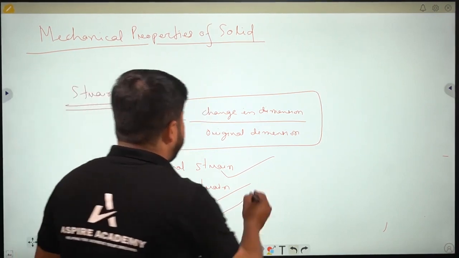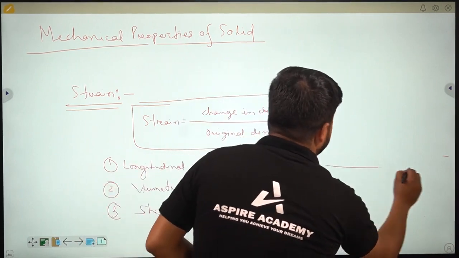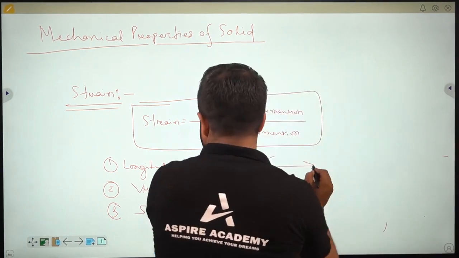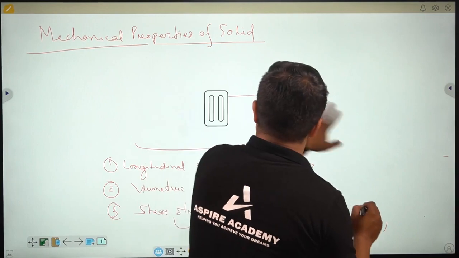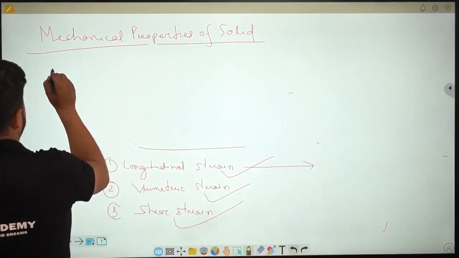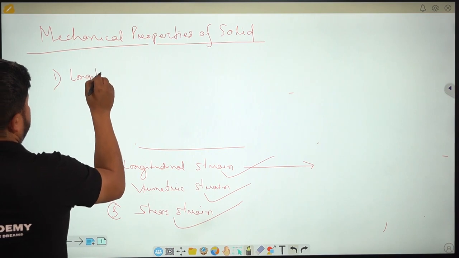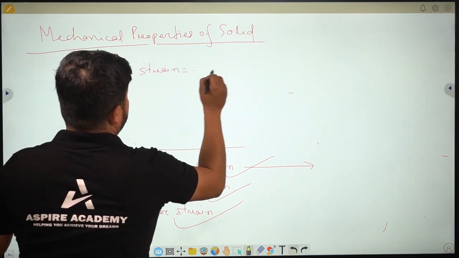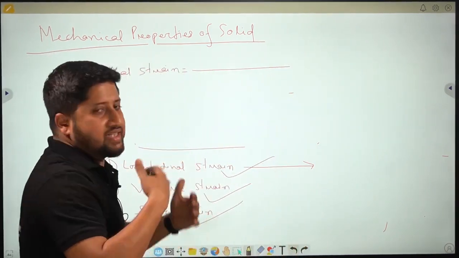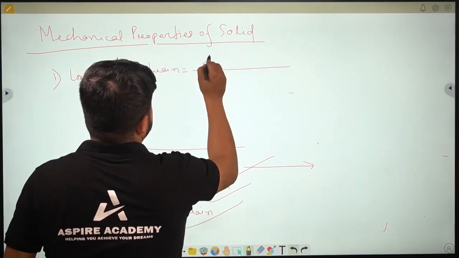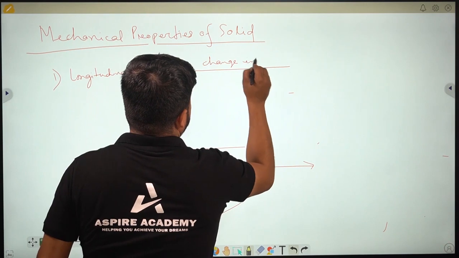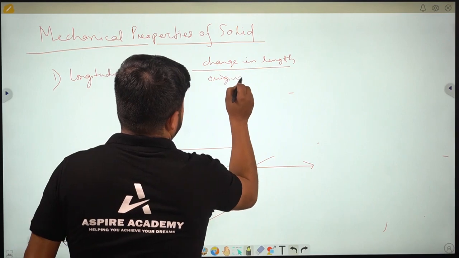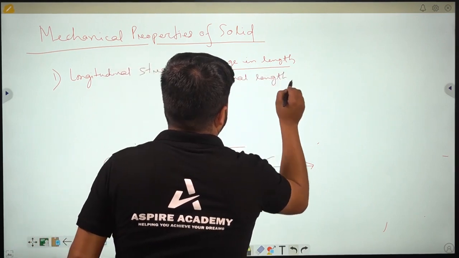So now, what is longitudinal strain? Longitudinal strain means change in length to the original length. We have already discussed strain means change in dimension to the original dimension. What is longitudinal? Change in length to the original length.